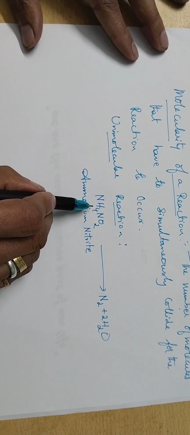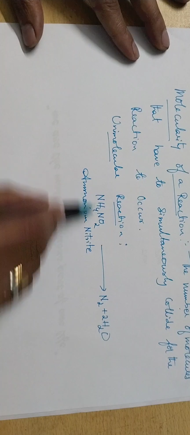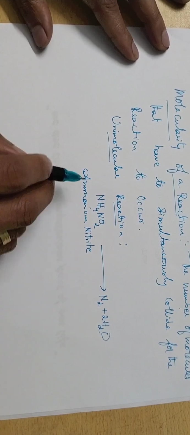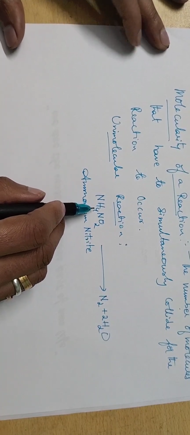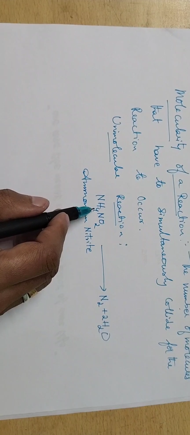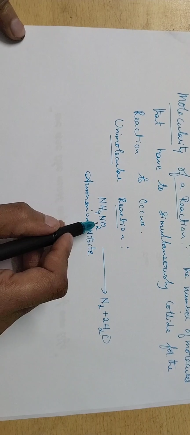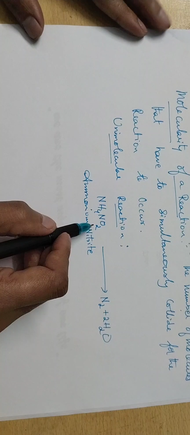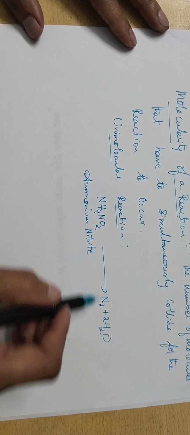This is a unimolecular reaction. There is only one molecule. The presence of this molecule is sufficient for the reaction to occur, a single molecule. This molecule needs to have a certain amount of energy within itself for the reaction to occur. That minimum amount of energy is called activation energy. If that minimum amount of energy is not present in the molecule, then the reaction will not occur.